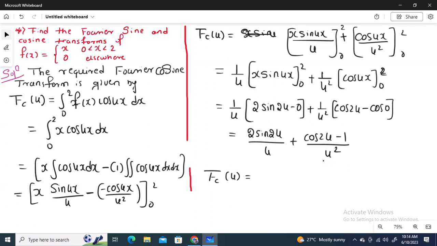nothing but 2u sine 2u plus cos 2u minus 1 divided by u square. So this is our required Fourier cosine transform. Very simple. If we remember the formula for Fourier sine and cosine transform, we can easily solve this. Okay. So this is all about this particular problem solution.